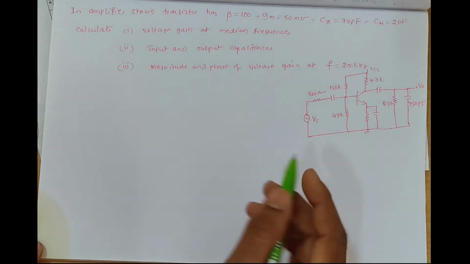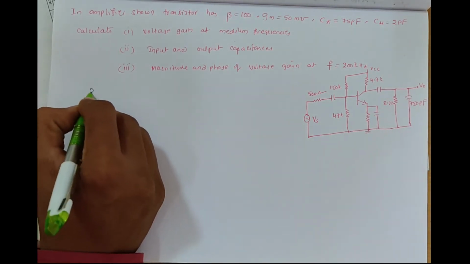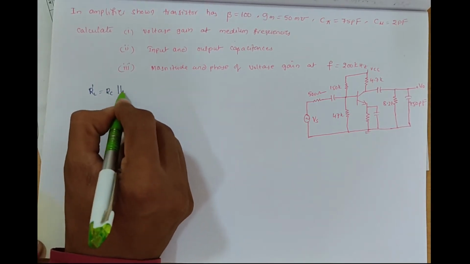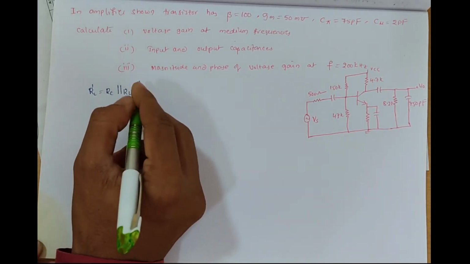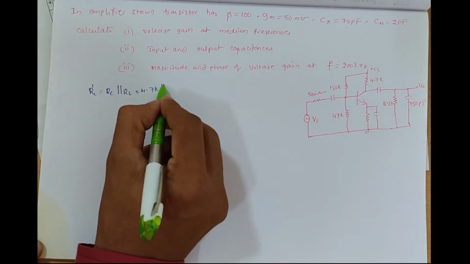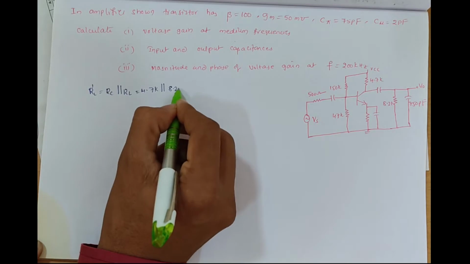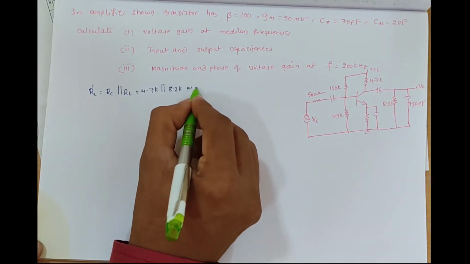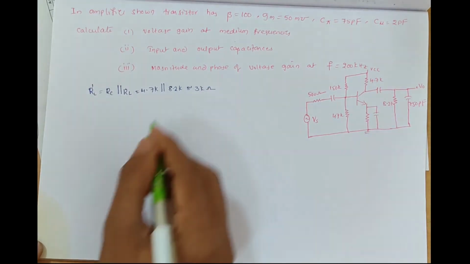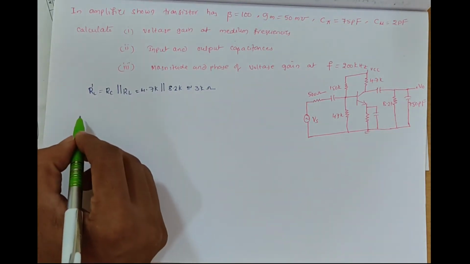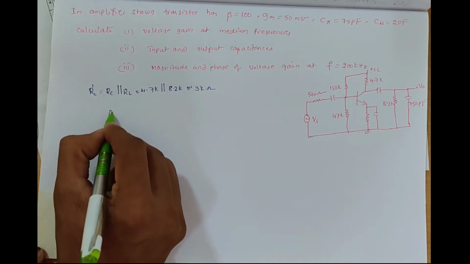For that, first we need to write R dash L equals, we know RC is parallel with RL. Then we can write 4.7 kilo ohm parallel with 8.2 kilo ohm. Approximately this value is 3 kilo ohm. So now we need to calculate the mid frequency voltage gain, which is nothing but AVM.